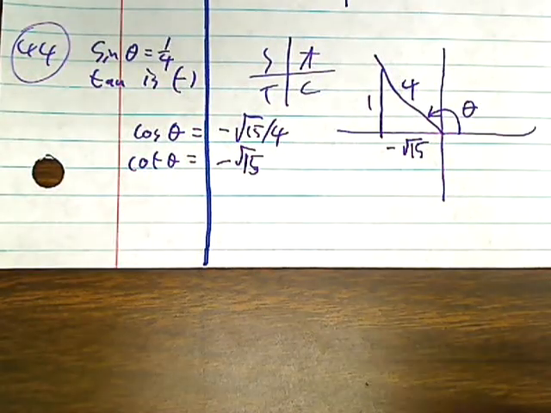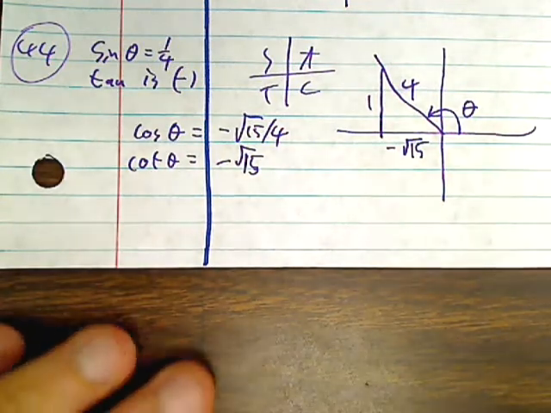Okay, that's it for examples. Why don't you try 25 through 47 odd.